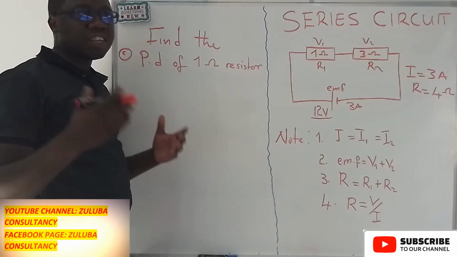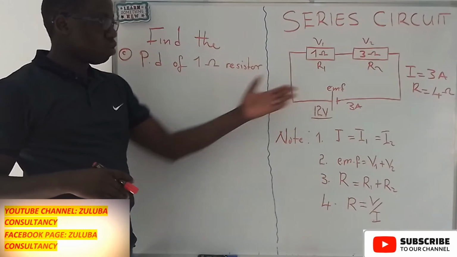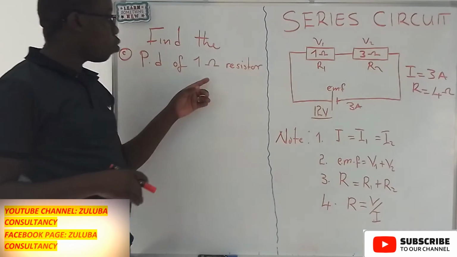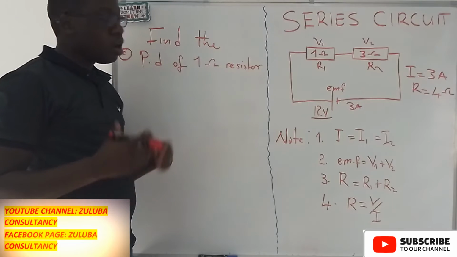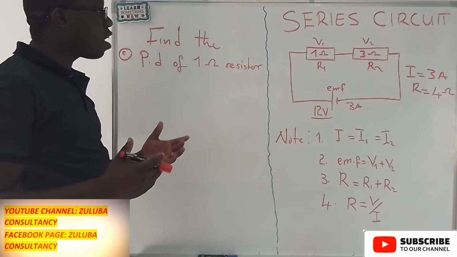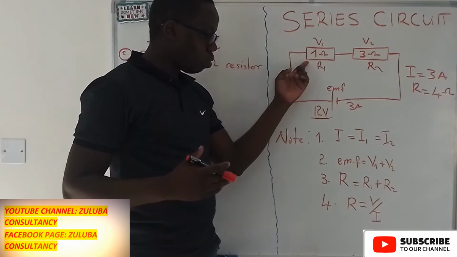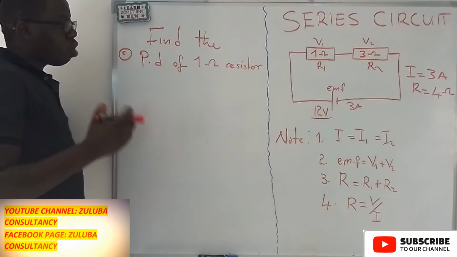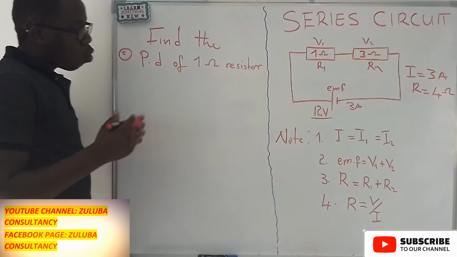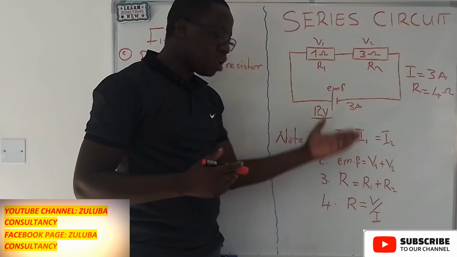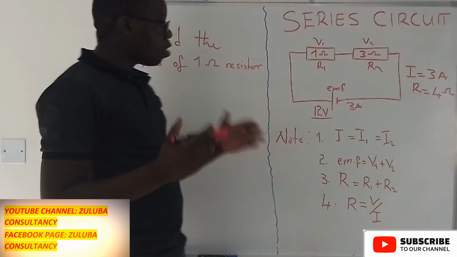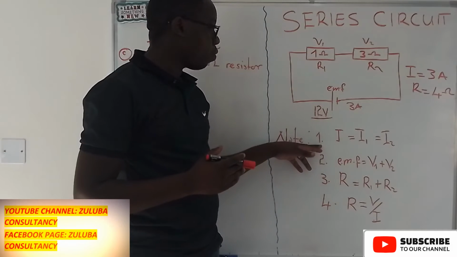The third question that can arise from this series circuit is for us to calculate the potential difference that is passing through the 1 ohm resistor. Now, what is the potential difference? We know that the potential difference is basically the voltage that is passing through this resistor. So how do we get the voltage that is passing through the 1 ohm resistor? We know that there are some equations here that can help us to answer this question.